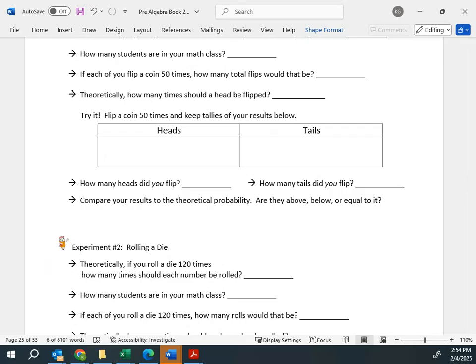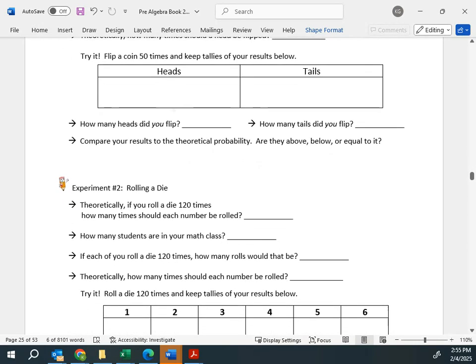You're going to get 1 quarter, and I have a bag of dice. You get 1 dice. Doesn't matter if it's a big dice or a little dice. It's got the same 6 numbers on it. So for flipping a coin, you're going to get 1 quarter. You're going to flip that coin 50 times.